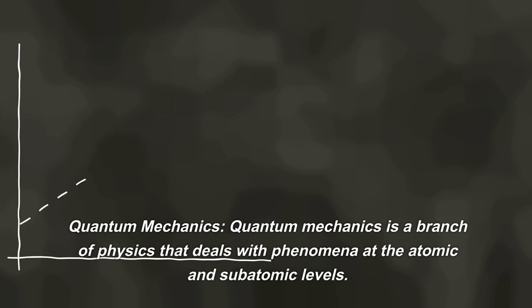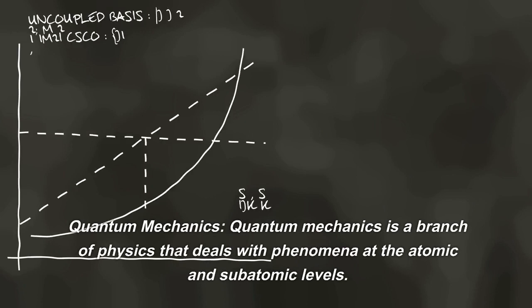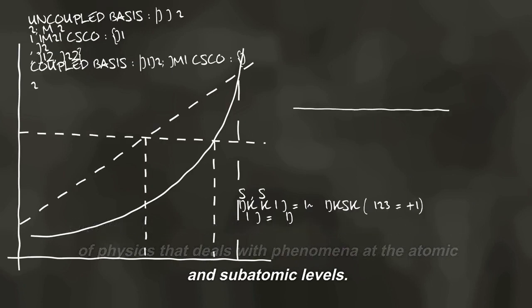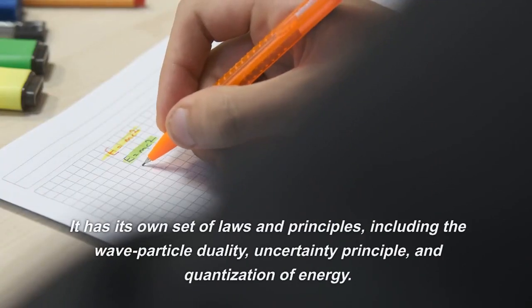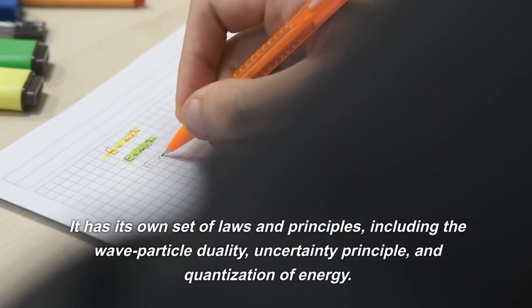Quantum mechanics. Quantum mechanics is a branch of physics that deals with phenomena at the atomic and subatomic levels. It has its own set of laws and principles, including the wave-particle duality, uncertainty principle, and quantization of energy.